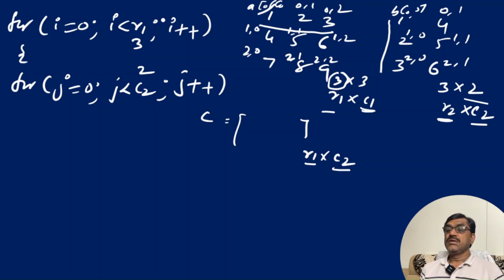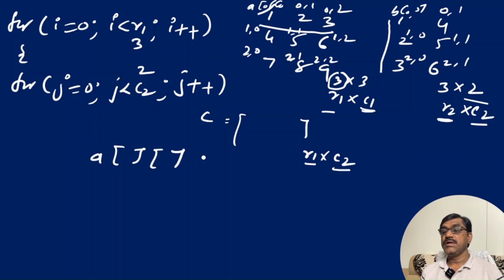Now the result matrix C has order R1 into C2. That's why we are taking two loops: the i loop is from R1 and the j loop is for C2. But the thing is, we have to multiply A as well as B. The elements of A, i means this is the first one and here it is the first one. Take the first row and first column.